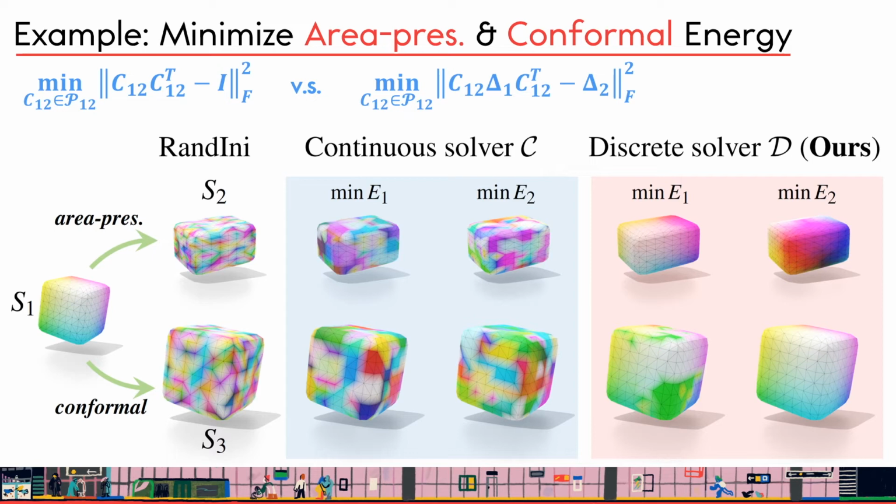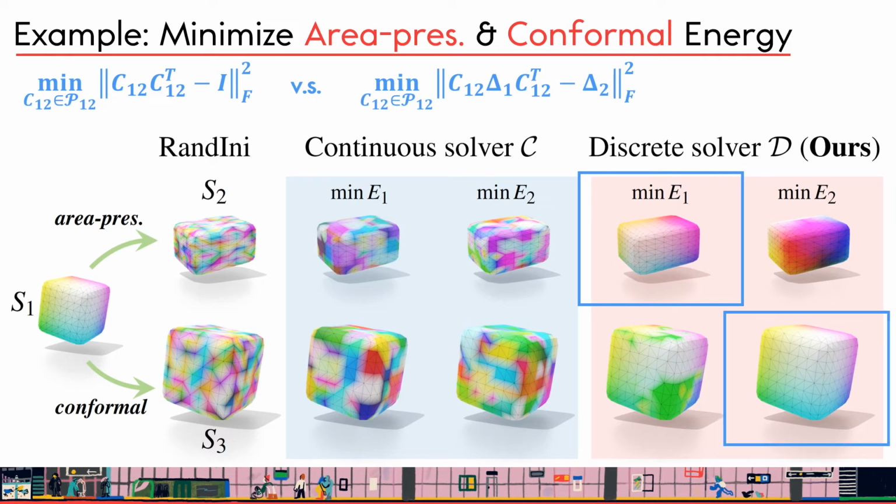In the blue box, we show the results of projecting the optimized functional map obtained from the continuous solver. For simplicity, we will call it the continuous solver directly. In the red box, we show the results of our discrete solver. The top row shows a pair of boxes that have the same surface area. We can see that for this pair, optimizing the area preserving energy using our discrete solver leads to a better map. The bottom row shows a pair of boxes that are conformal to each other but with different surface areas. In this case, optimizing the conformal energy using our discrete solver gives a better map.